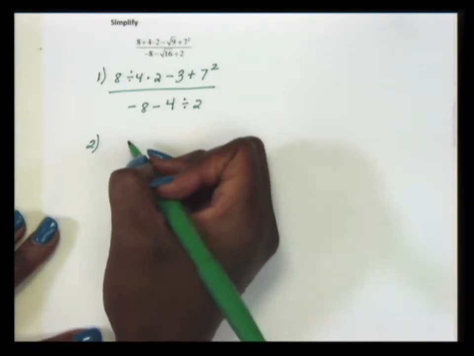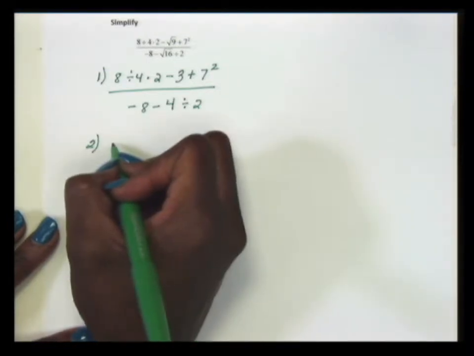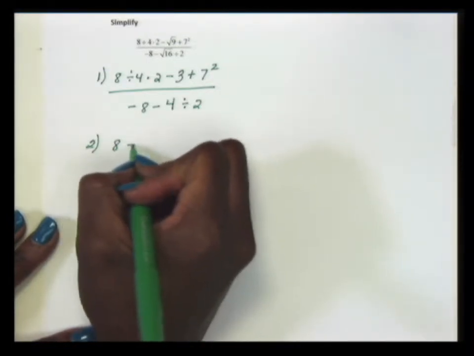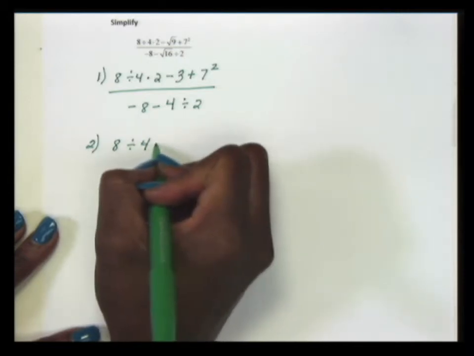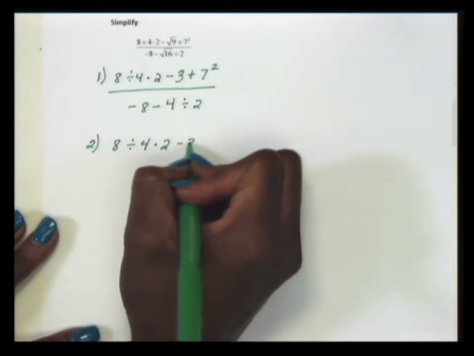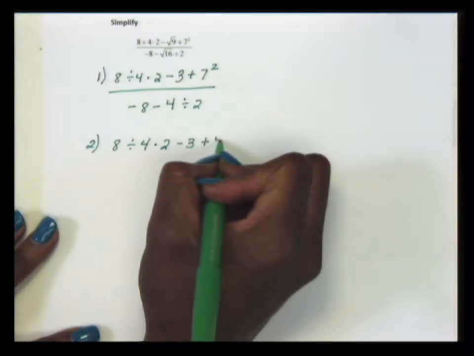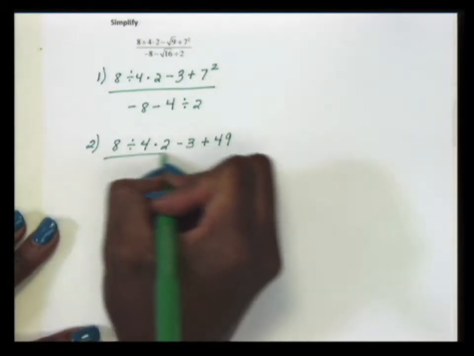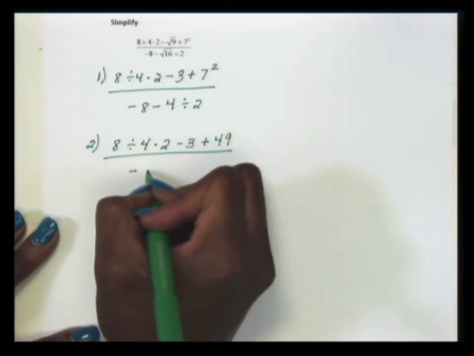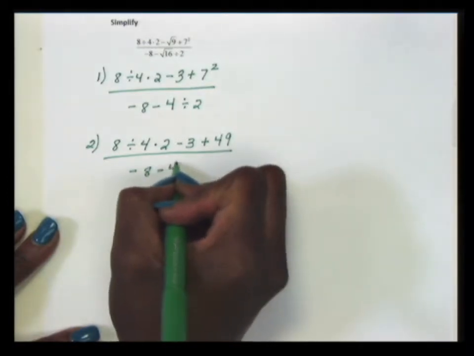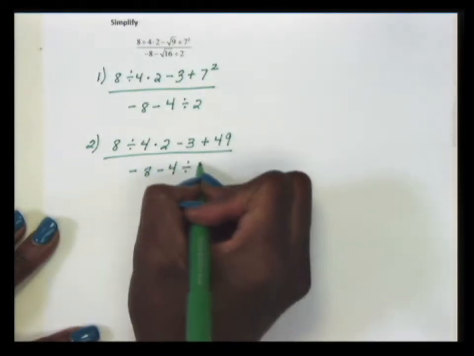Next, I'll take care of 7 to the second power, my exponent. Everything else will stay the same. 7 to the second power is 49. I have no exponents in my denominator, so I'm just carrying it down.